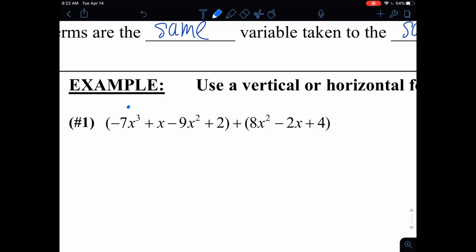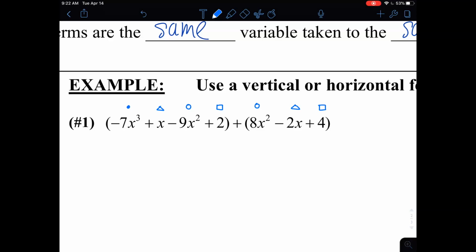All right, after x to the third, what's the next smallest exponent? Yep, should be x squared. So we have x squared right there. Any other x squareds? Yep, I'm going to use circles to show these go together. After x squared, what's the next smallest exponent? Yeah, it's going to be x. I'm going to use a triangle. Here's an x, and here's an x. And then do we have any other constants, or numbers by themselves? Yep, we got this 2 and this 4.